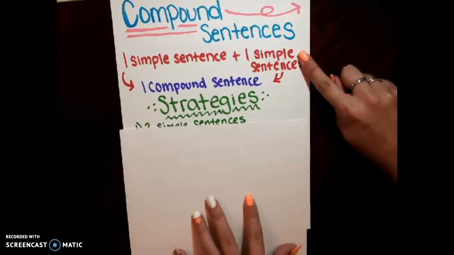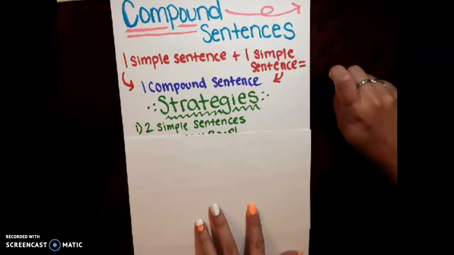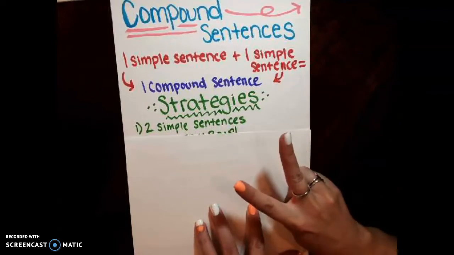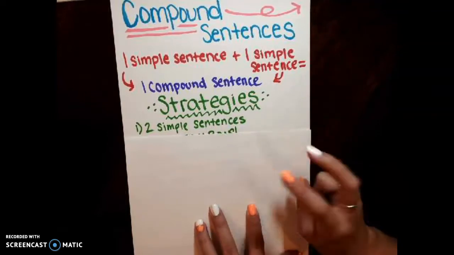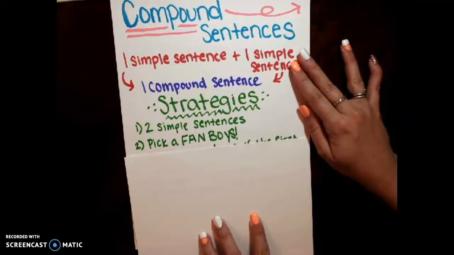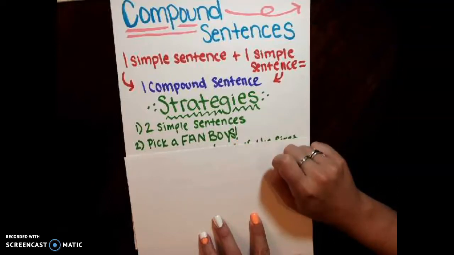So here's your strategies. And number 1, 2 simple sentences. So Ms. Herbaceous just told you it takes 2 simple sentences to make a compound sentence. So if you have 2 simple sentences, you are on your way to making a compound sentence. Number 2, you're going to pick a Fanboys. And yes, there is an S at the end, Fanboys, not fanboy, because we cannot forget the S, which I will go over what those stand for here in just a minute.